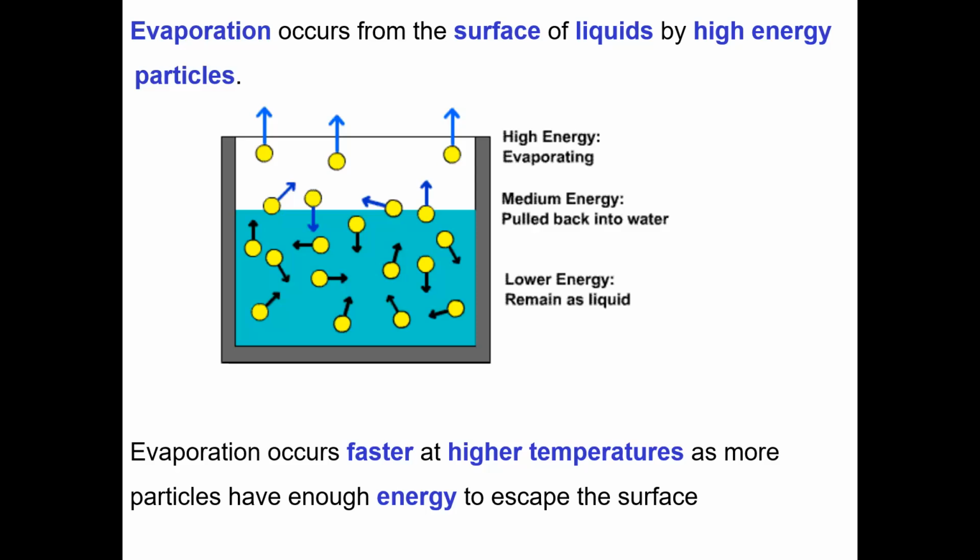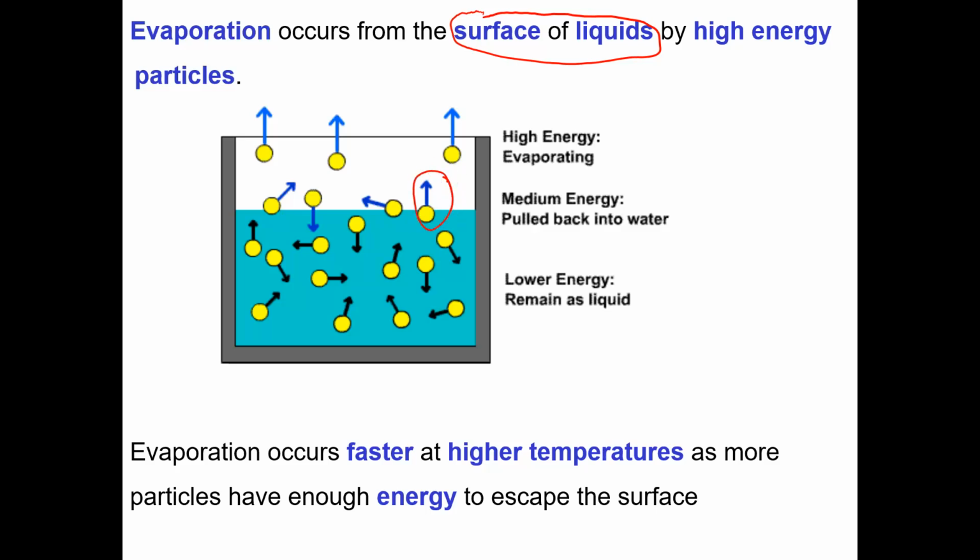So there are a few things to recognize. The first is that evaporation can only occur from the surface of a liquid. In order for a particle to be able to move into the gas phase, it must first come to the surface and then it can leave.